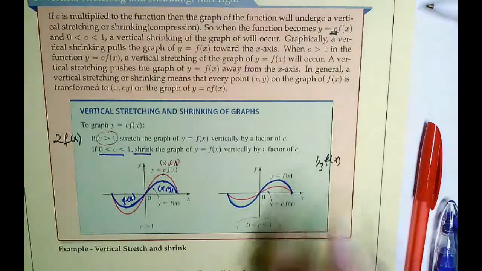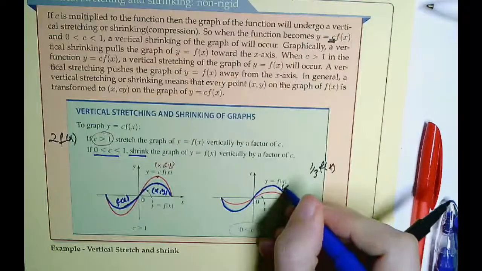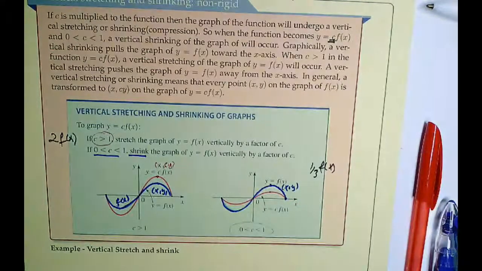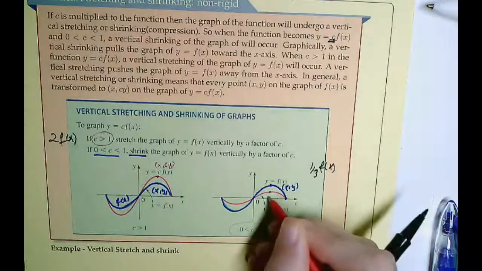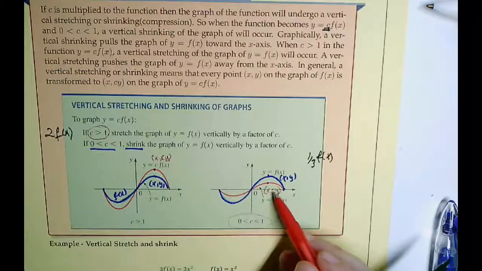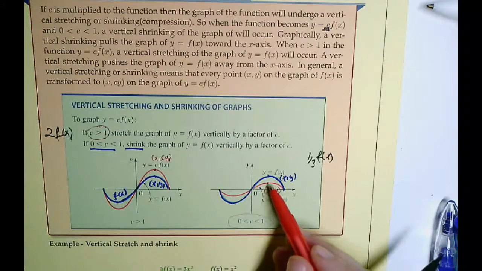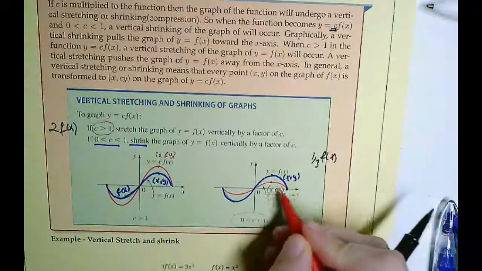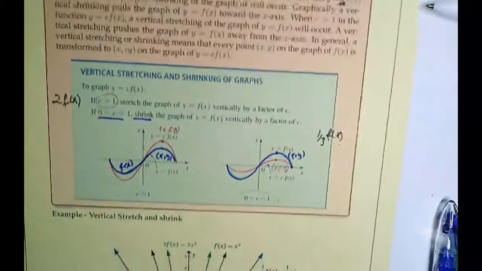So a point x, y on the graph is still going to turn into a point x, c times y, but keep in mind that c is a fraction. It's something between 0 and 1, so the y gets smaller. You're multiplying the y by 1/2, 1/3, 2/3, 3/4. So the y gets smaller. The y gets multiplied by c.